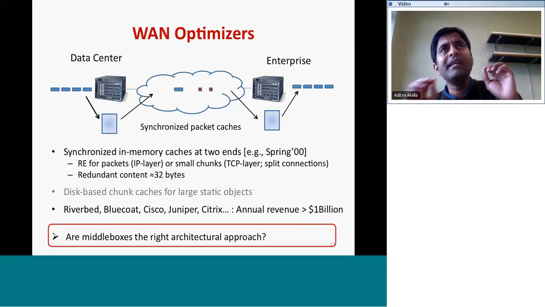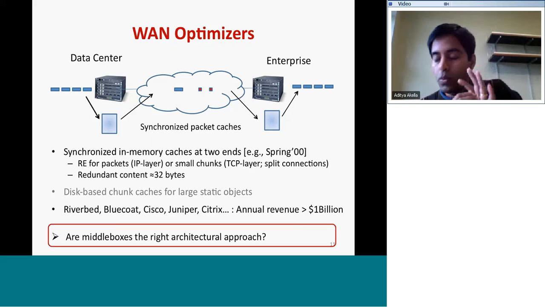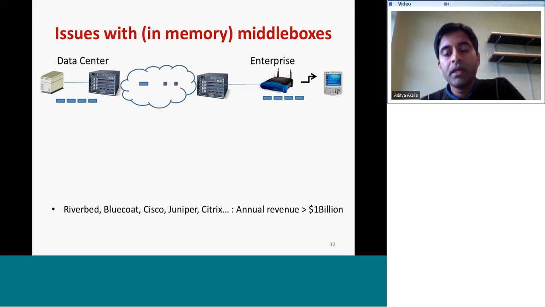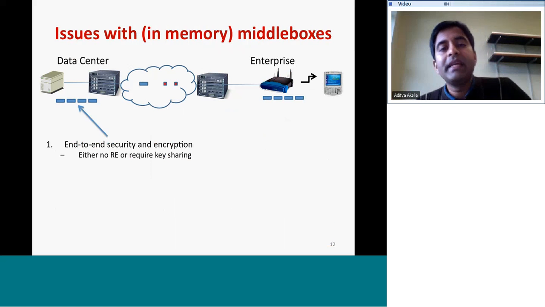So the architectural question to ask here from the view of content-aware networking is: is this the right way to do content-aware networking? What are the downsides, for example, of using middleboxes? So the first problem is that most of this traffic is encrypted. This is a bad thing for middleboxes.